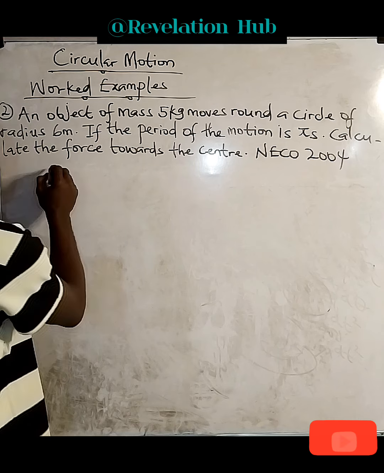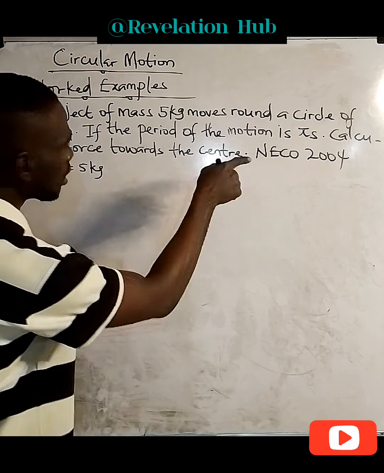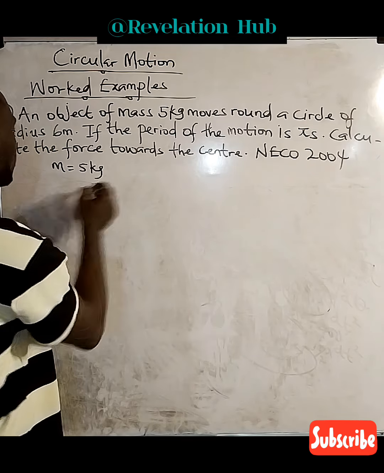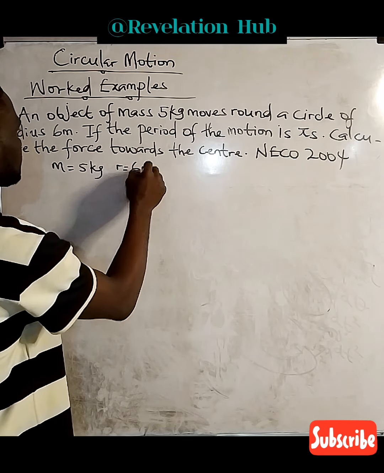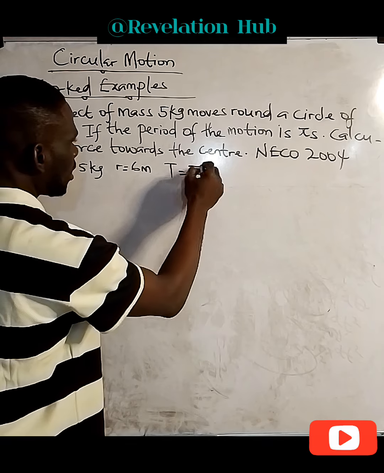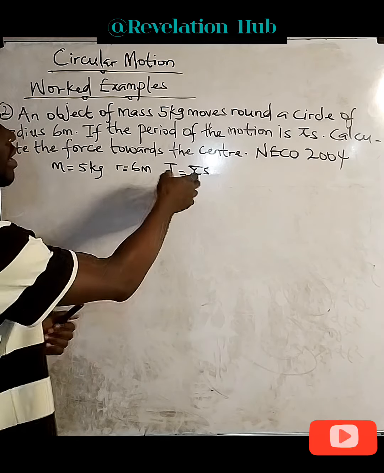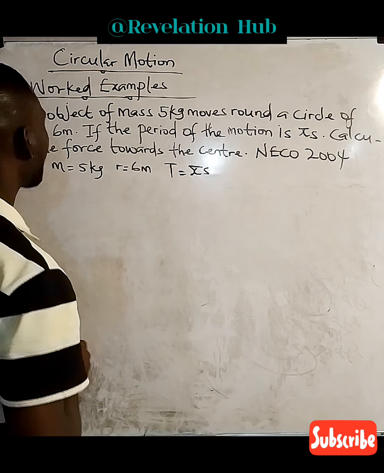Now we have an object with a mass of 5 kg. That's what we have. Now it moves around a circle of radius, there's a radius here, 6 meters. Now if the period is pi in seconds, don't forget that pi is 3.142, but we're going to leave pi this way, just in this format. So we're asked to calculate the force.